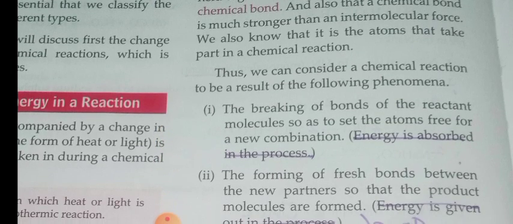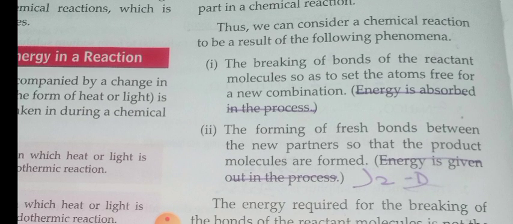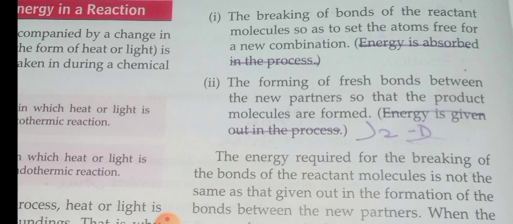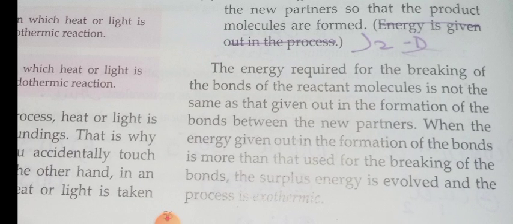Thus, we can consider a chemical reaction to be the result of the following phenomena: the breaking of bonds of the reactant molecules so as to set the atoms free for new combination. So the bond should be broken so that a new combination is possible. Then the forming of fresh bonds between the new partners so that the product molecules are formed. The energy required for the breaking of the bonds of the reactant molecules is not the same as that given out in the formation of bonds between the new partners. So the same amount of energy is not required for both processes.